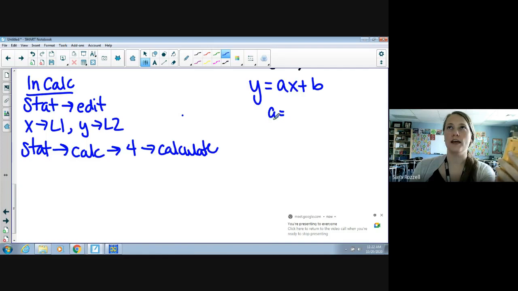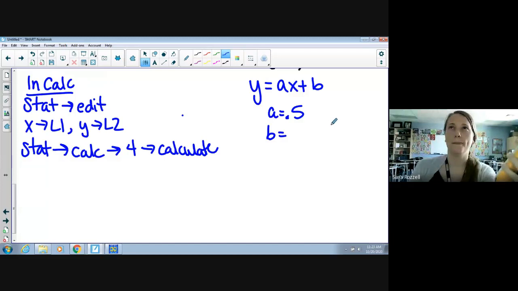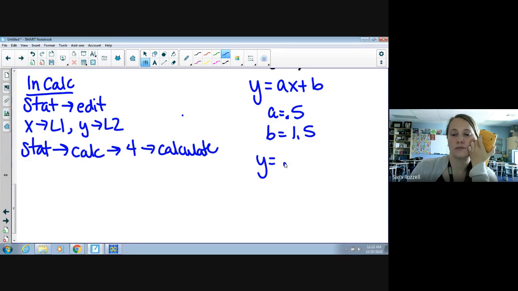All right, so anybody get an A value? The A value was 0.5. And what is the B value? Evelyn, did you get your B value? No, I'm still typing it in. Okay. All right, well, your B value is going to be 1.5. So they give you the A and they give you the B. So when we write our equation, we write Y equals 0.5x plus 1.5.